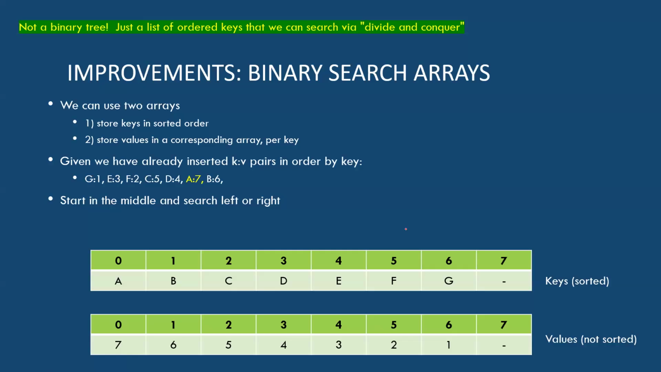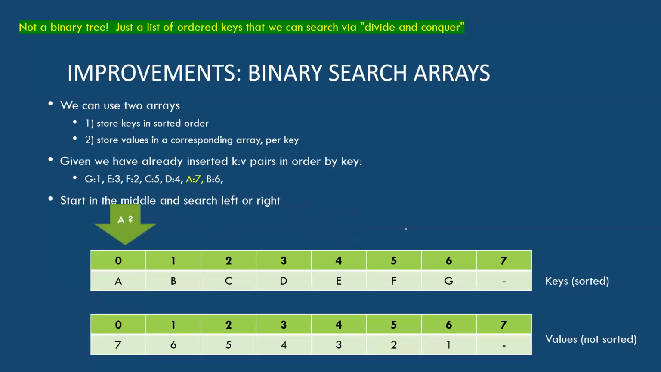So if you're looking for A7, or anything really, we just start in the middle. Is it less than an E? Let's go with the A7. Is A less than E? Yes. So it's not always going to be in the first position, but in this case it is.